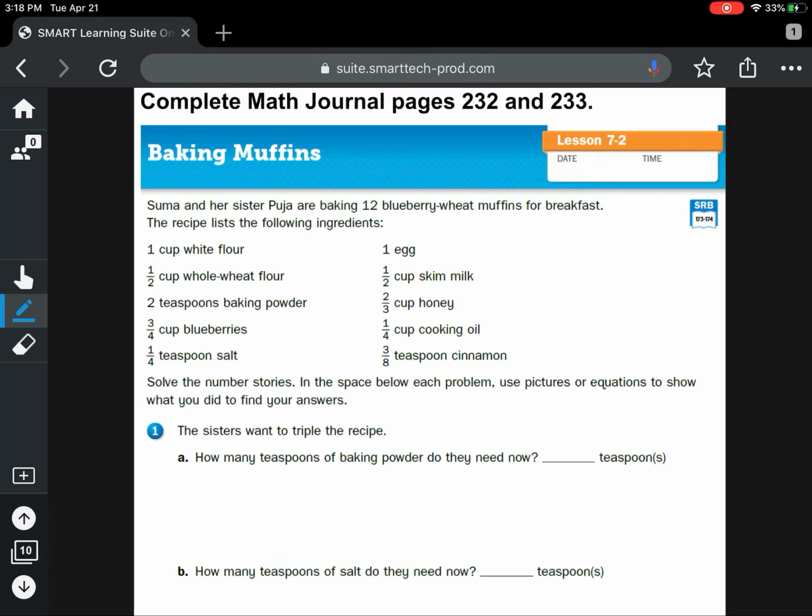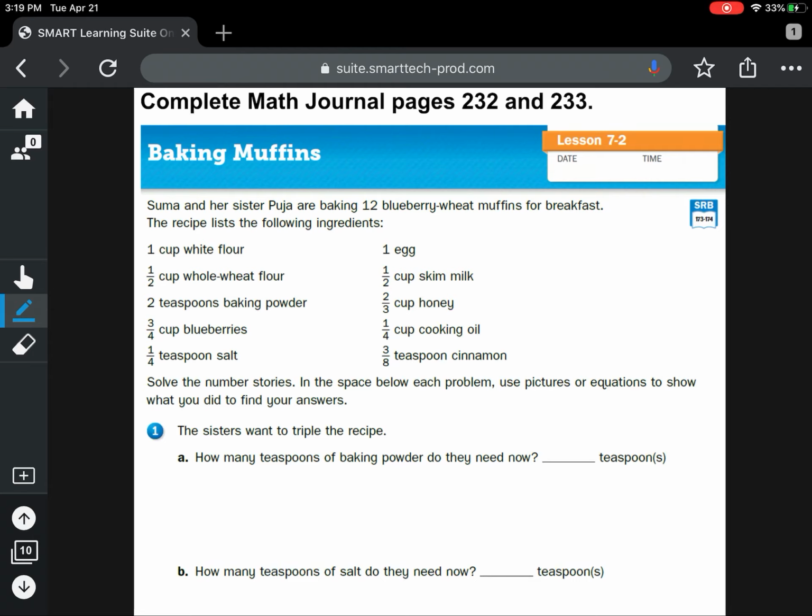All right, now we're going to move on to the math journal part. If you don't have your math journal out, get it out now and find page 232. This situation is all about sisters making muffins. The situation at the top says, Suma and her sister Pooja are making 12 blueberry wheat muffins for breakfast. The recipe lists the following ingredients.